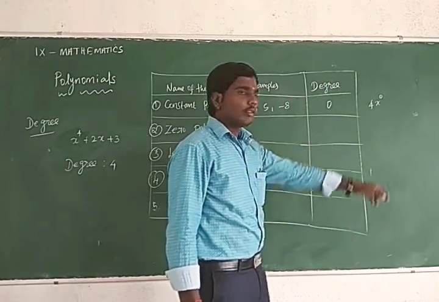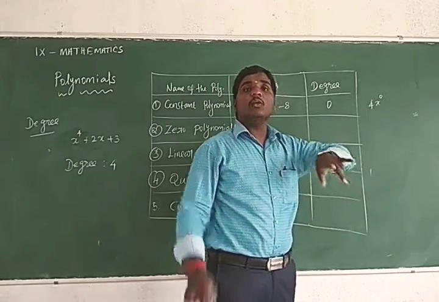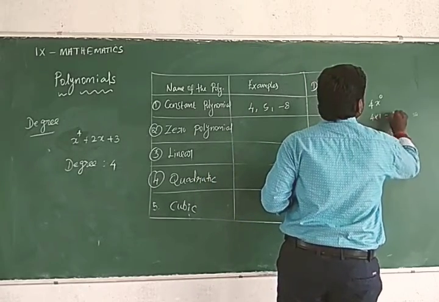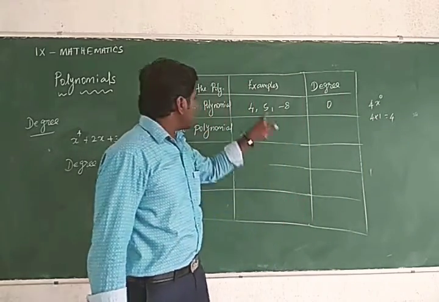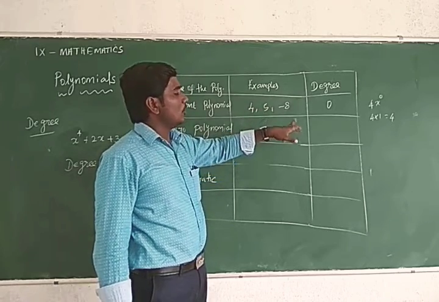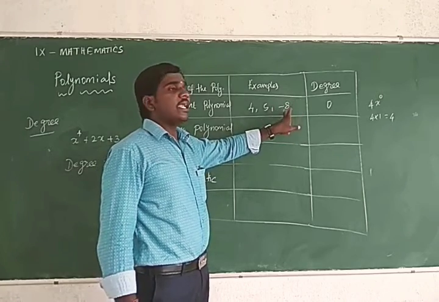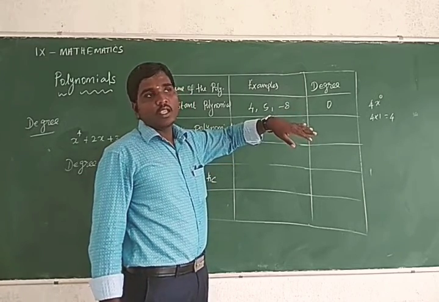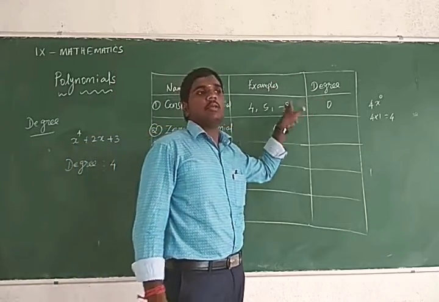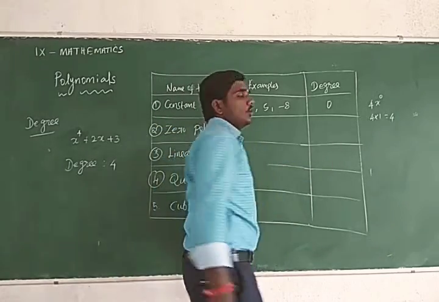Very clear: 4 into x power 0. What is the value of x power 0? 1. Anything power 0 is 1. So 4 into 1 is 4. So instead of 4 we can write 4 x power 0, or 4 y power 0, 5 y power 0, minus 8 z power 0. Anything power 0 is 1, and 1 into minus 8 is minus 8. So the degree is 0.